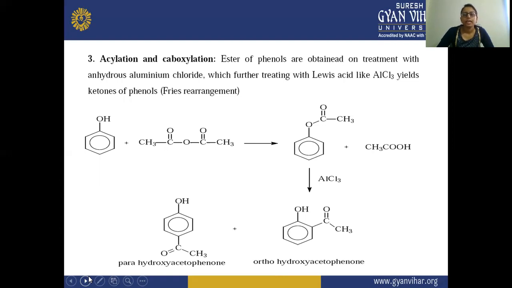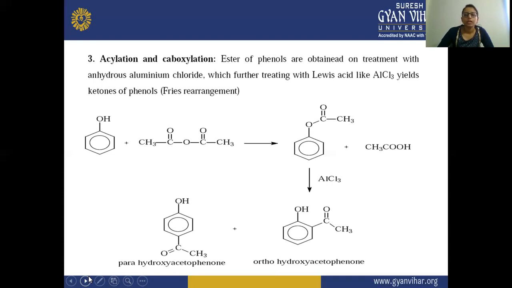So here in acylation and carboxylation, you can see we have taken the ester CH3COOCOCH3, this is your ester, and it is obtained by the treatment of phenol. It is further treated with a Lewis acid, AlCl3, which yields ketones of phenols. So here we are treating this ester of phenol with this Lewis acid, and there is a formation of the ketone. This is known as Fries rearrangement also.